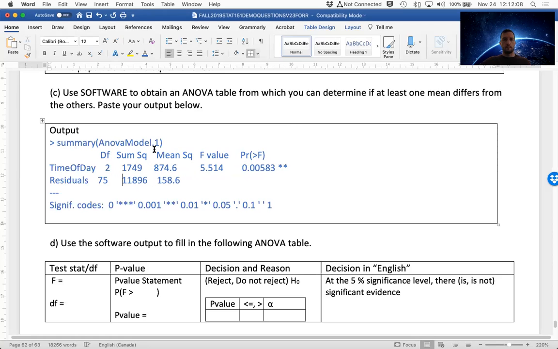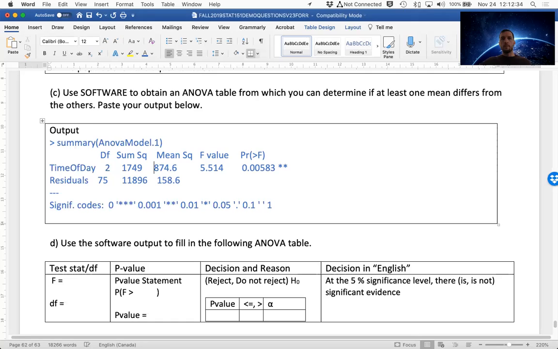All right, like this. Okay, so this is the ANOVA table. You can see we have time of day and residual here. We have degrees of freedom, sum of square, mean square, F value, and the probability here. And under each of these, we have those specific values, right?